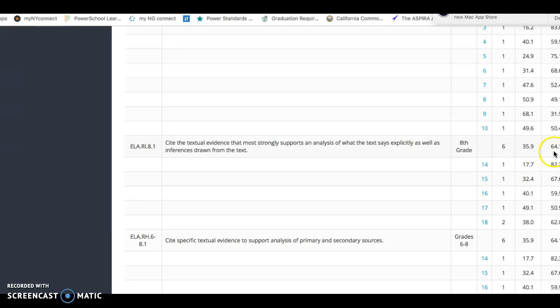Once again, in this area, the average percent incorrect was 64.1, which is a troublesome area. It's very important. We've had several conversations about students struggling to cite evidence that supports claims made from readings. So let's look at some of those items. I'm going to click on question 14.